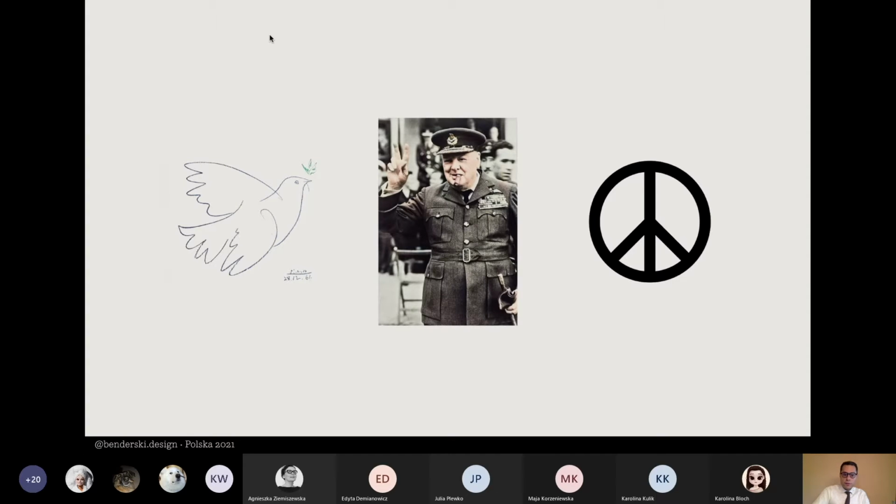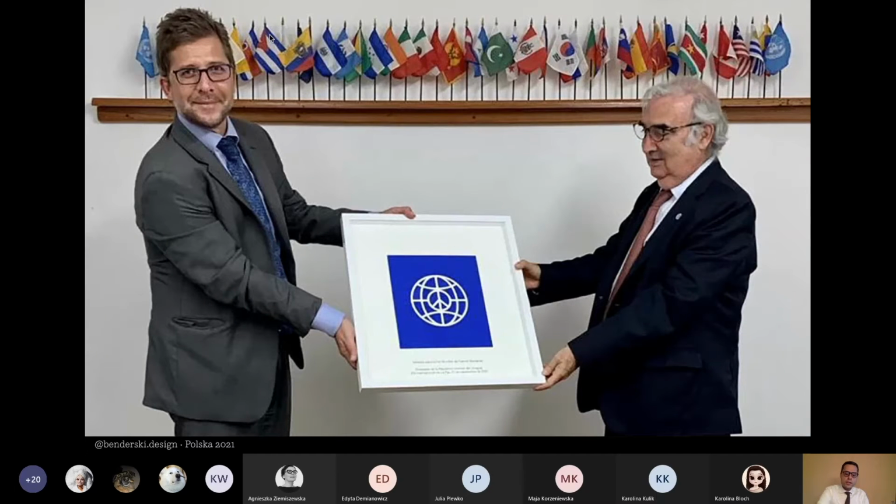These are the three symbols that are known as peace: the dove, the V, and the peace symbol. So what I did was not create a new symbol starting from zero, because that's not going to work. I would need to invest a lot in order for people around the world to accept the symbol as something that communicates what I was trying to say. So I didn't design a new symbol, I redesigned a symbol.